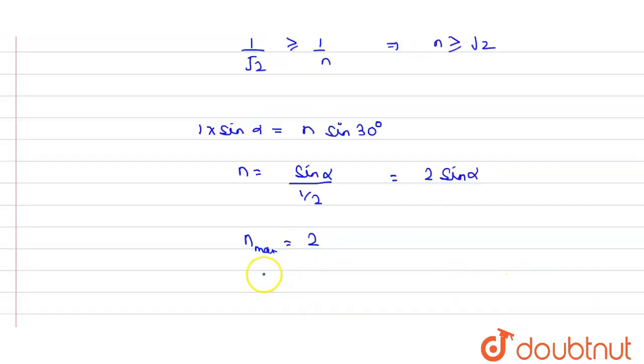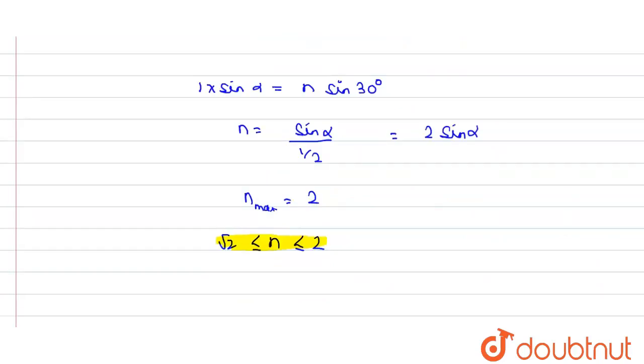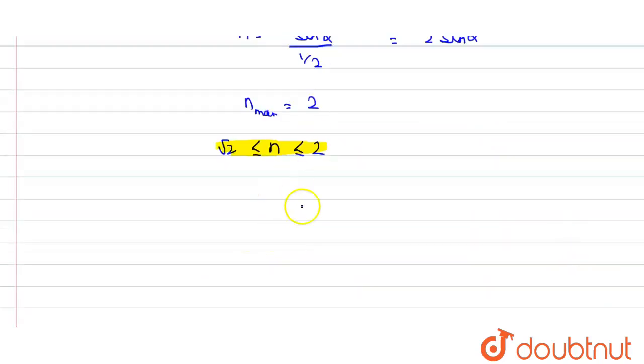So we can say that n should lie between root 2 and 2. It should be greater than or equal to root 2, and the maximum value comes out to be 2, so it should be less than or equal to 2. So this is the limit for our refractive index. Now we can also say that refractive index is the sine of the angle of incidence divided by the sine of the angle of refraction. So this is greater than or equal to root 2, less than or equal to 2.